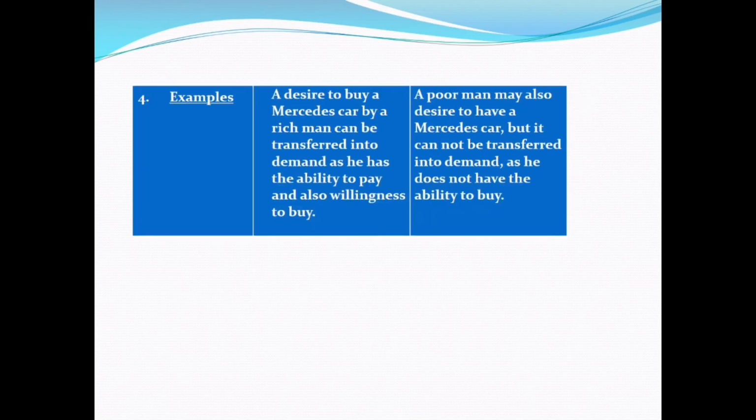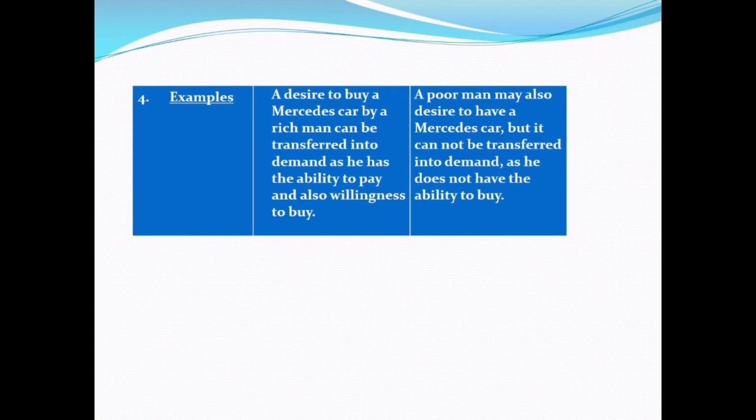Moving on to the last point. Here you can put some important examples to differentiate demand and desire. A desire to buy a Mercedes car by a rich man can be transferred into demand as he has the ability to pay and also the willingness to buy. Whereas, on the other hand, a poor man may also desire to have a Mercedes car, but it cannot be transferred into demand as he does not have the ability to pay or buy that particular product.